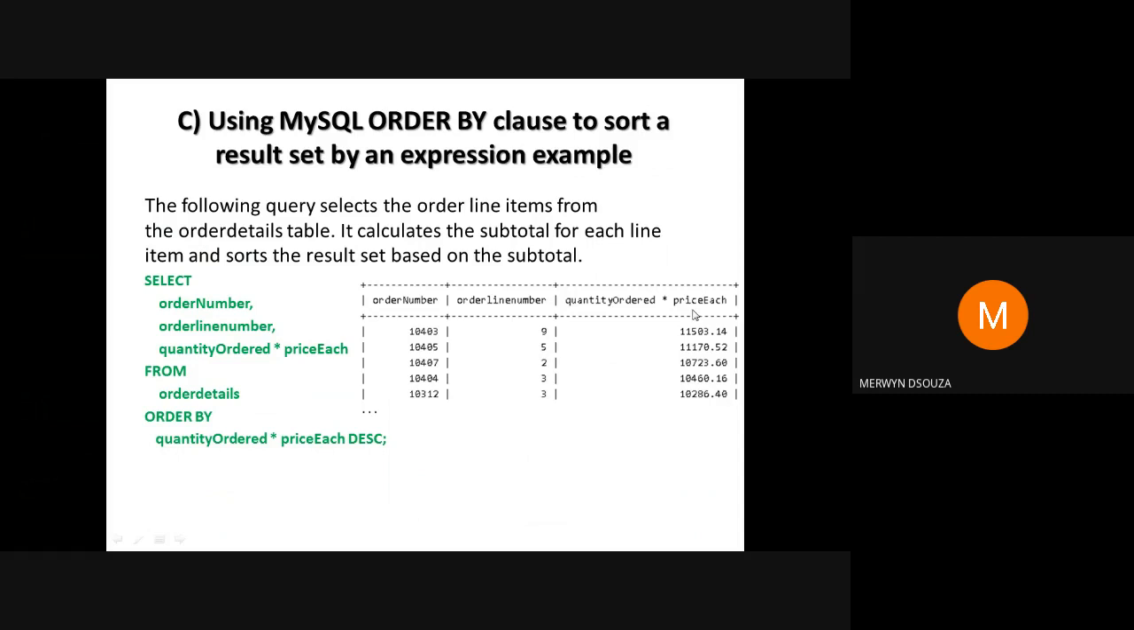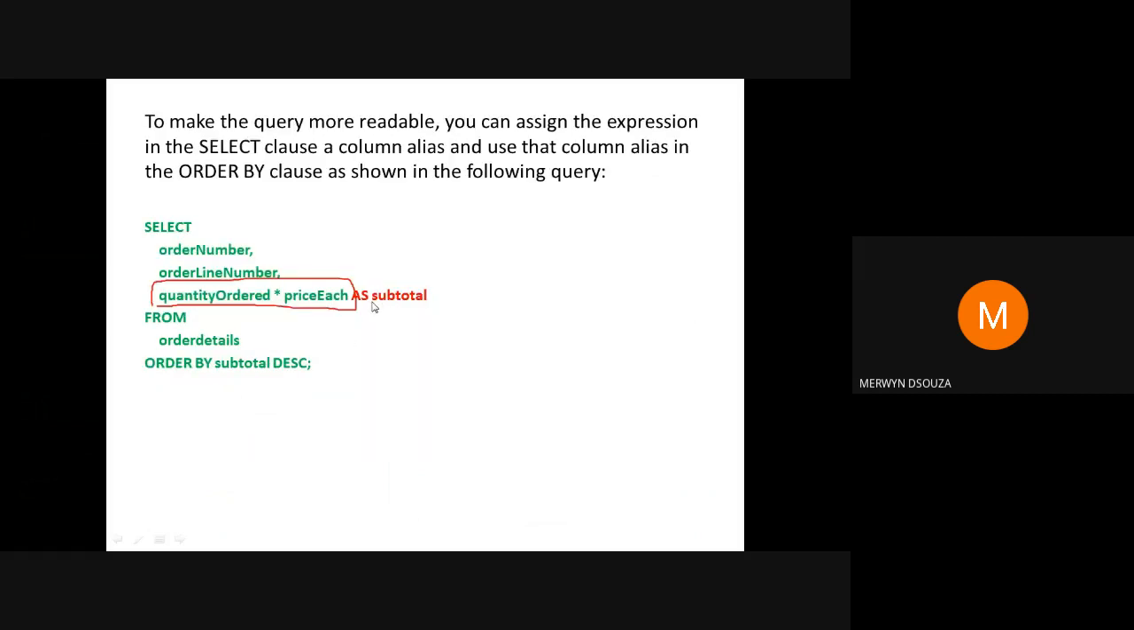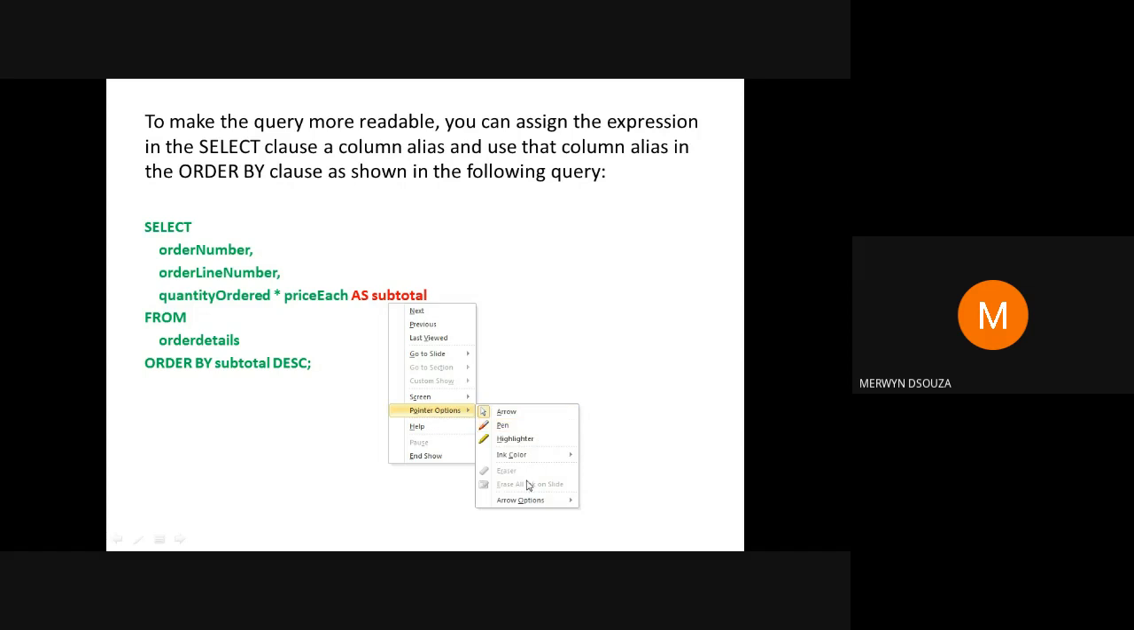So instead of displaying that, we will display that column name as subtotal. This is known as a column alias, another name for that column, subtotal. You need to specify that using the keyword AS and give some name for that column. Now this does not actually modify the database. This is just what will be shown to you in the output of the query. The actual database columns will remain the same.